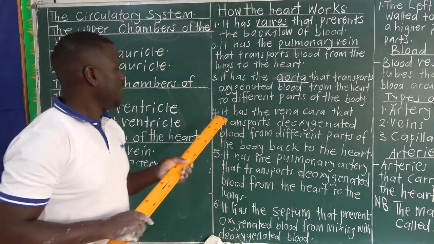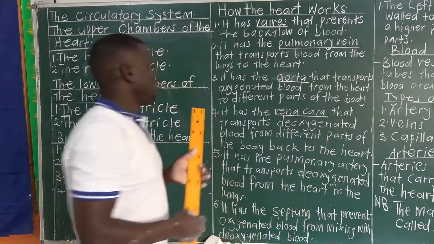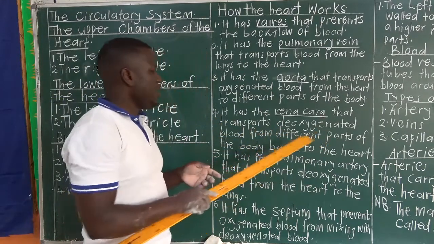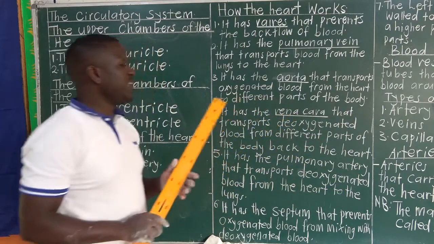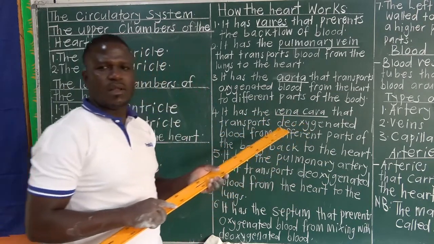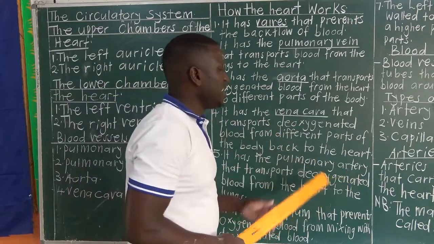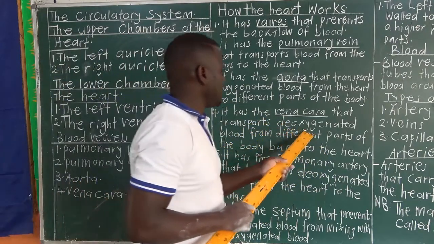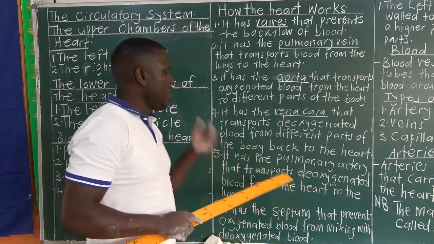Then number four, the heart has the vena cava. The heart has the vena cava that transports deoxygenated blood from different parts of the body back to the heart. So there is this blood vessel called the vena cava. This vena cava transports deoxygenated blood. Deoxygenated blood is blood without oxygen, or blood with less oxygen but with more carbon dioxide. So blood without oxygen is called deoxygenated blood. So deoxygenated blood is transported from different parts of the body back to the heart.